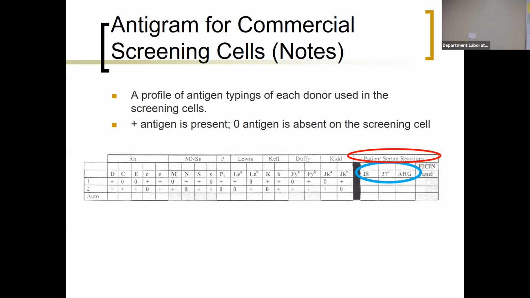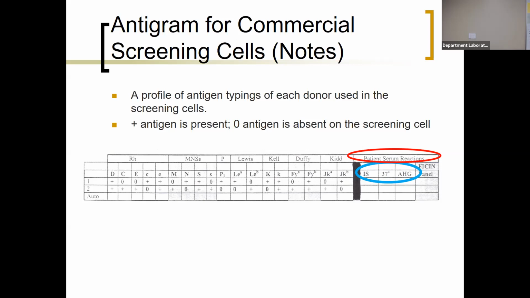Okay. So you're going to write your patient reactions over here. Notice our 3 phases are included. We have initial spin, we have 37, and we have AHG. Right. So you have your 2 cells, and then don't be surprised. You guys in the 9B lab will always do an auto control in your IAT. Most clinical blood banks will not do the auto control in the IAT. If you have a positive IAT, then you do your panel, that's when they'll run the auto control. But for all of our purposes, we'll do the auto control included in our IAT. I don't think that's common practice, but it's what we'll do.